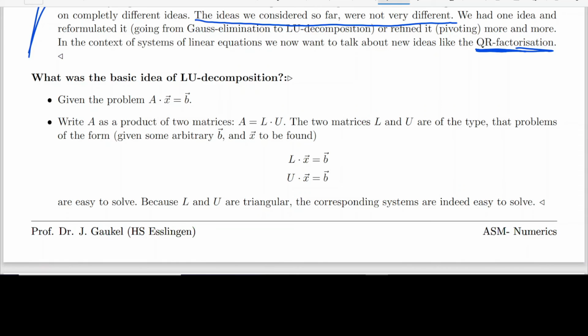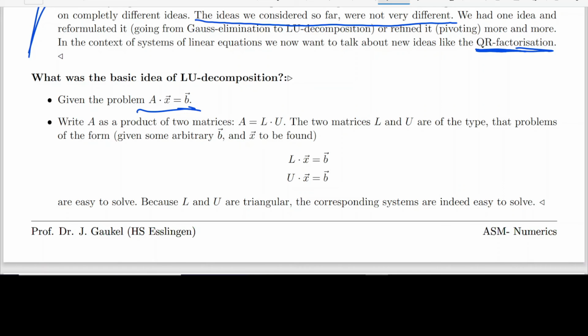And what will we use again? We have the problem A times x equals b. A is a given matrix, b is a given right hand side, and what we are looking for is the vector x to satisfy the equation. And A is a square matrix. In the whole context of that script, A is always a square matrix.